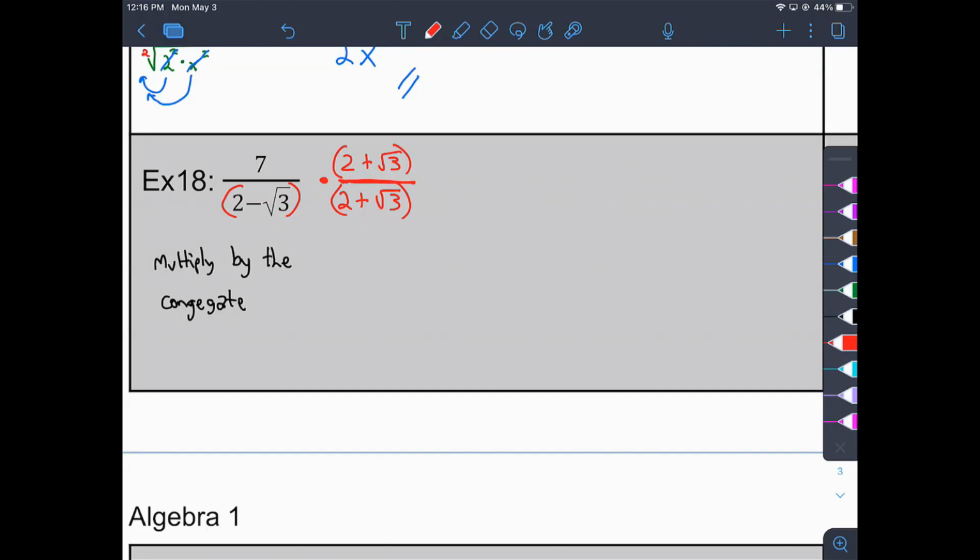At first you're like, I'm not sure, why would you do that? But after we start to multiply the bottom together, we will see what happens. So I'm going to distribute the 7 just like we did on the previous problems. And that gives me 14 plus 7 root 3. But the bottom, we're going to have to do distributive property. 2 times 2 is 4. 2 times root 3 is 2 root 3.